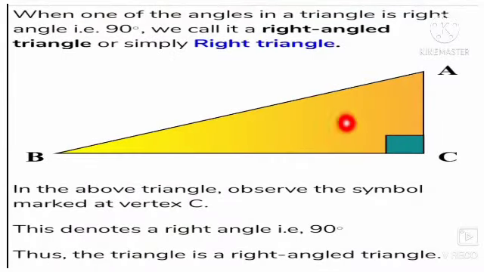When one of the angles in the triangle is a right angle, that is 90 degrees, we call it a right angle triangle or simply right triangle. In the above triangle, observe the symbol marked at vertex C. This denotes a right angle, that is 90 degrees. Thus the triangle is a right angle triangle or simply right triangle.